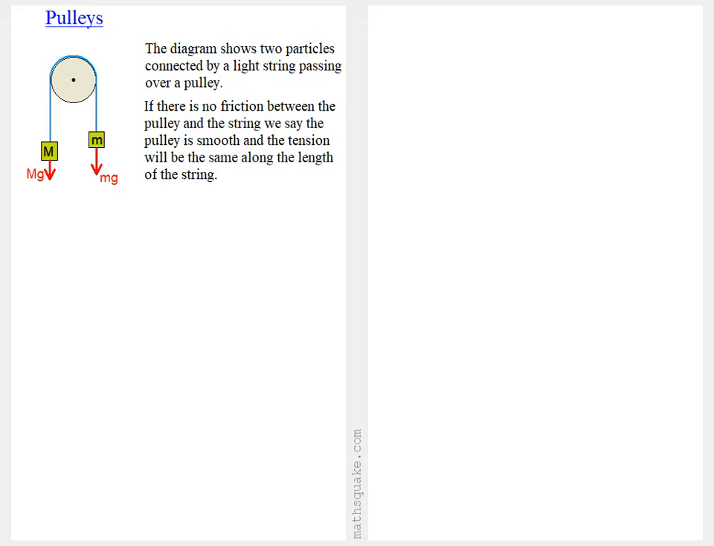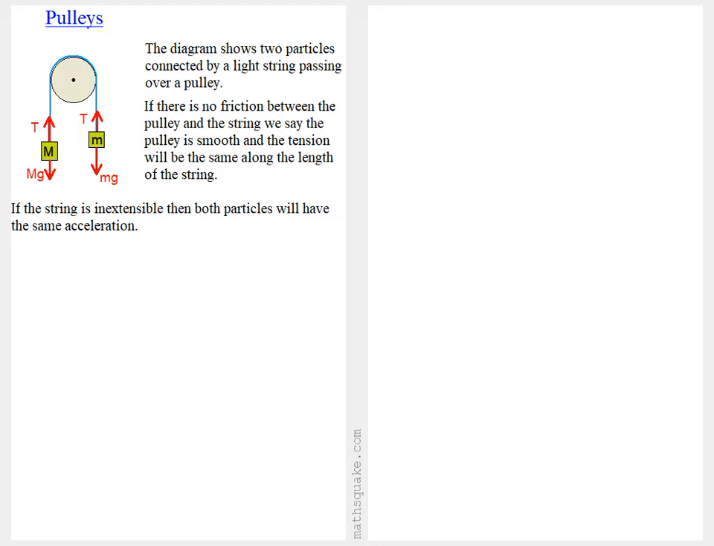Now, if there's no friction between the pulley and the string, we say the pulley is smooth, and the tension will be the same along the length of the string. This means the tension on each particle will be equal. We can call the tension T.